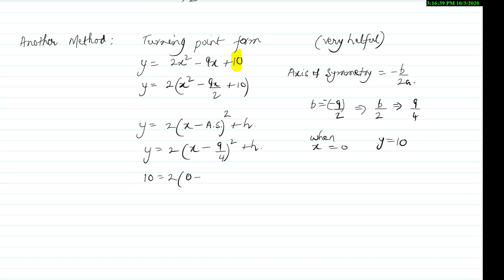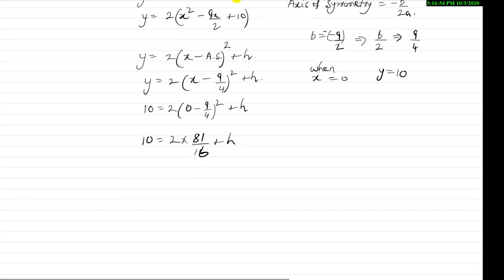Now I also knew when x was 0, y was 10. So if I substitute that, it should give me the value of h. So now I'm solving for the value of h. If I simplify this, 9 squared is 81, 4 squared is 16. And if I multiply that by 2, we know that's equal to 10. So now I'm trying to solve for h, which will be 160 minus 162 over 16, which is 2 over 16 with a negative sign. It simplifies to negative 1 over 8. So I get the value of h.